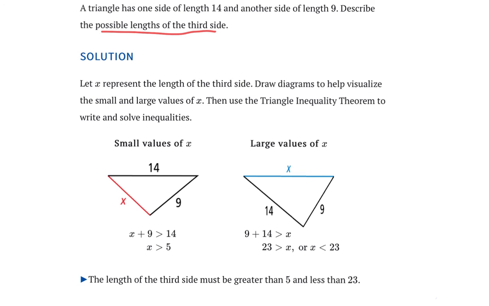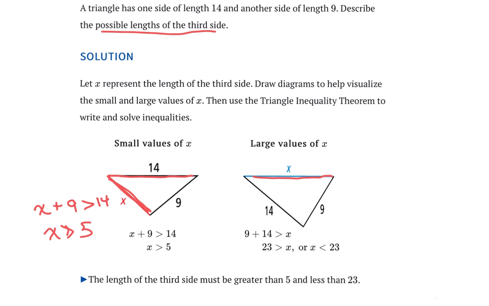It's possible that the longest side is 14, and that the smallest side is X. It's also possible that the longest side is X. We don't really know. What we do know is that the sum of any two sides, so for example, X plus the smaller side, would have to be bigger than the longest side, in which case X would have to be bigger than 5.